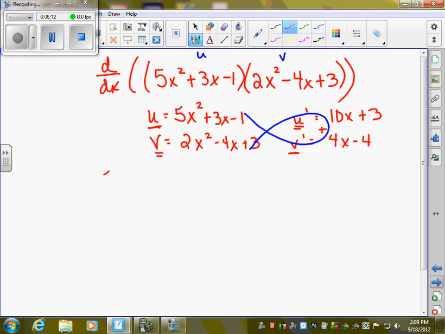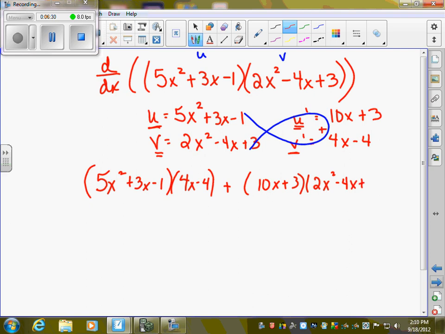So I would take 5x squared plus 3x minus 1, multiply that by 4x minus 4, and then add 10x plus 3 times 2x squared minus 4x plus 3. Okay. At this point, I'd use distributive property and go ahead and multiply through.